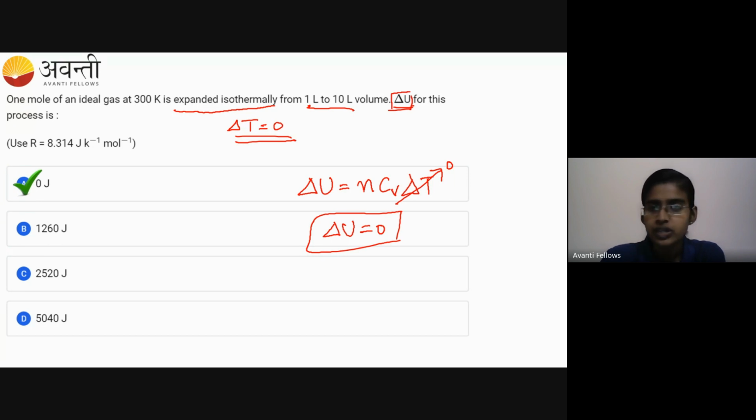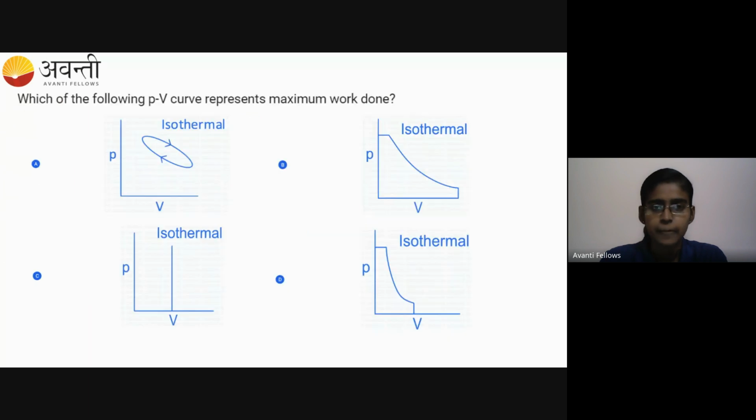Shall I move on to the next question? Is this clear for all? We just have to use one formula, that's it. Shall I move on to the next question? Yes. Okay. Benny has raised your hand or what?